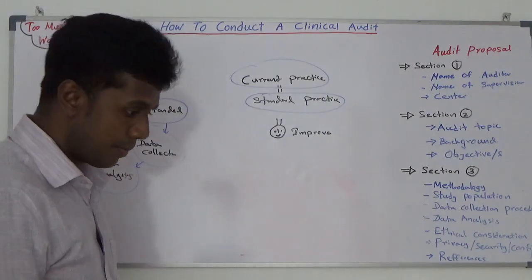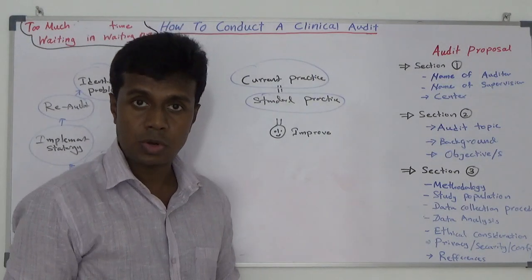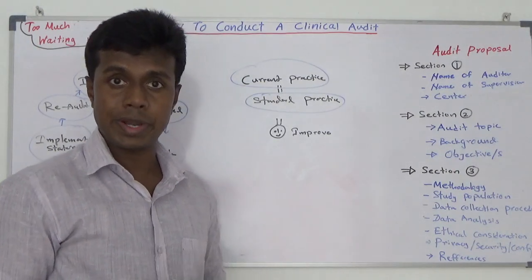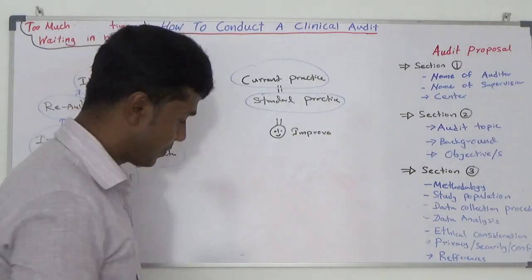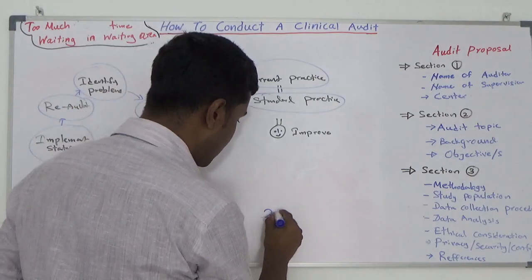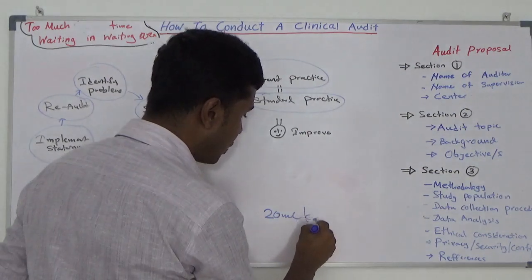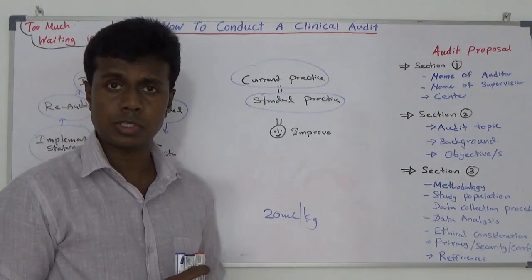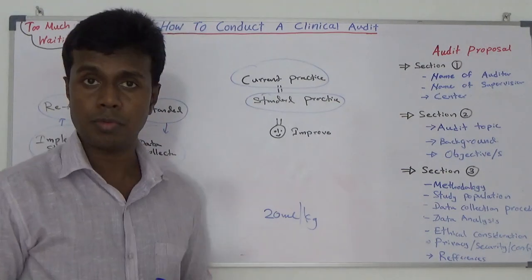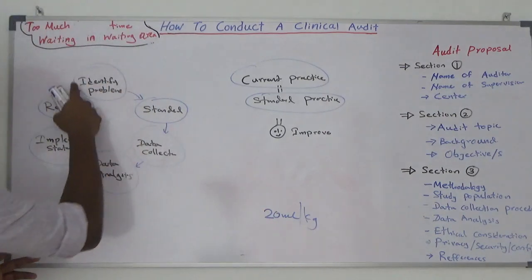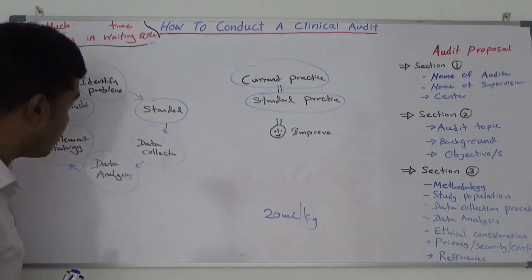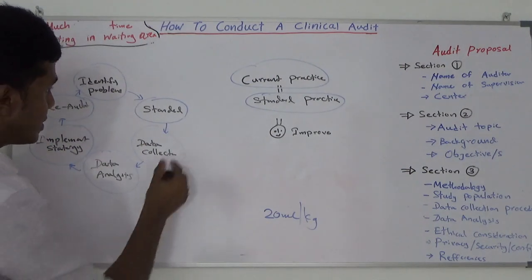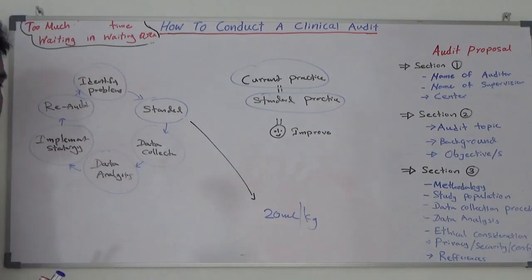I will give an example. During anaphylactic shock fluid resuscitation, the guideline says we should give at least 20 ml per kg of fluid. I think in our hospital we are giving a lesser amount of fluid. So I identify the problem: we are giving a lesser amount of fluid. The standard says at least 20 ml per kg fluid resuscitation.